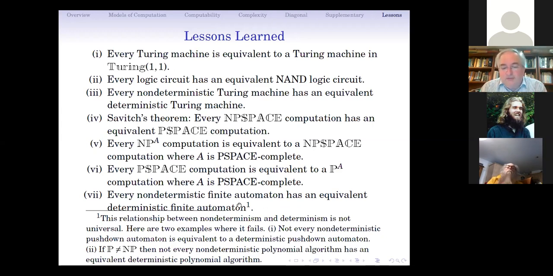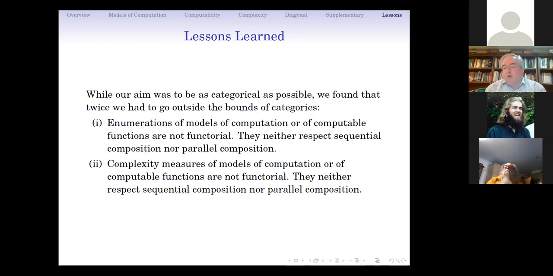Now, as an interesting footnote, this relationship between non-determinism and determinism is not universal. It doesn't always happen that every non-deterministic machine has an equivalent deterministic one. Here are two examples. Not every non-deterministic pushdown automaton is equivalent to a deterministic pushdown automaton. And if P is not equal to NP, and I think it probably is, then not every non-deterministic polynomial algorithm has an equivalent deterministic polynomial algorithm. By the way, if they are equivalent, then it would just be another example of this relationship between non-deterministic and deterministic.